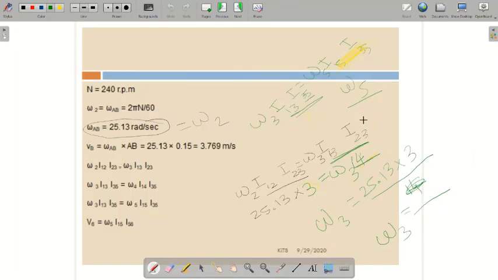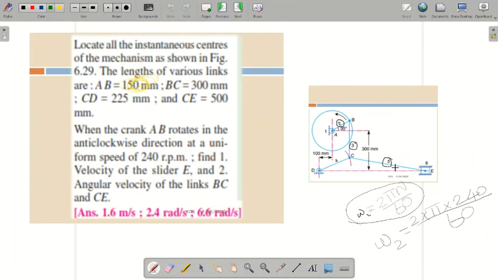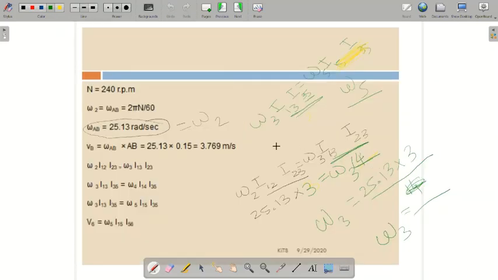Next, we know the omega 2 value. From that we got omega 3, and from omega 3 we got omega 5. Now what do we have to find? We have to find the velocity of the piston. Here we got angular velocity, here angular velocity, here also angular velocity, but here velocity.